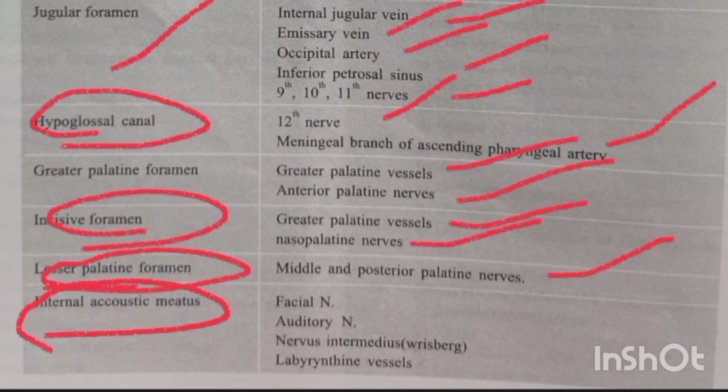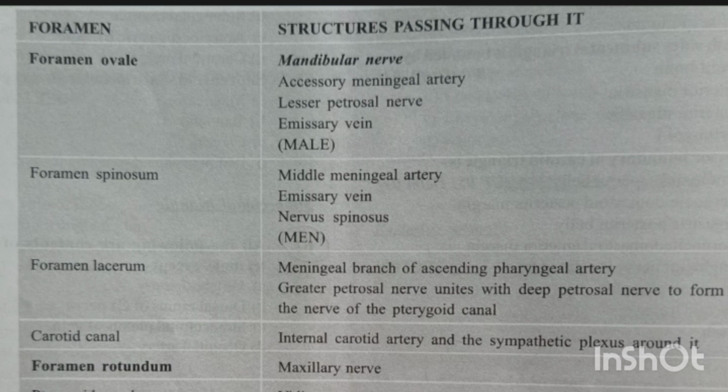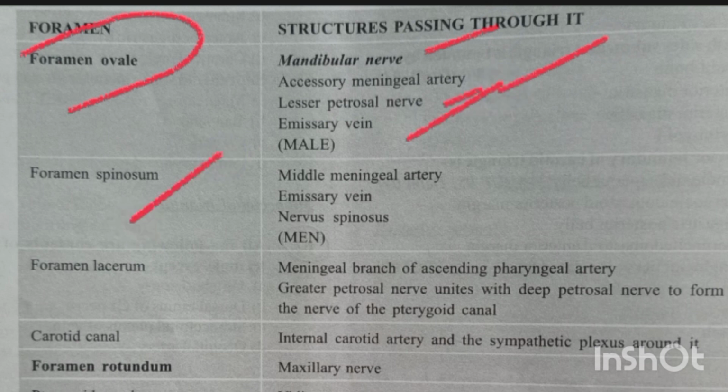Internal acoustic meatus, facial nerve, auditory nerve, nervus intermedius, and labyrinthine vessels. These are the foramens and the structures passing through them. Let us read them once again. Through foramen ovale, male structures: mandibular nerve, accessory meningeal artery, lesser petrosal nerve, and emissary veins. Foramen spinosum, spine is in the middle, so middle meningeal artery, emissary vein, and nervus spinosum.